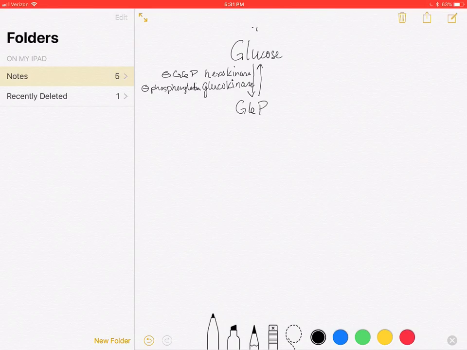Okay, so glucose 6-phosphate. Oh, I have to stop. So this is the end of part 1, and I'll continue this in part 2.